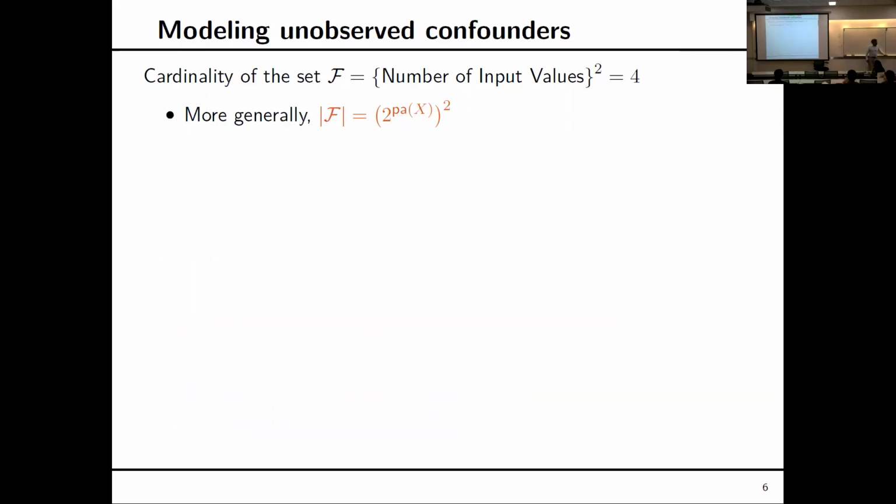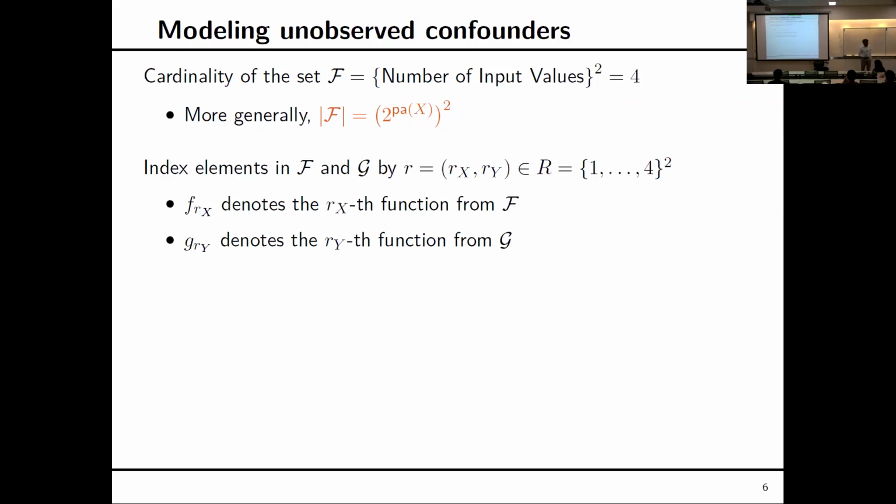So what's the cardinality of the script F? I very quickly told you it's a number of input variables. So for X, there are two input variables, Z and U. They both can take the number of input variables to the power of 2. Why 2? Because X takes binary values. Similarly, more generally, it's going to be 2 to the parent of X times 2.